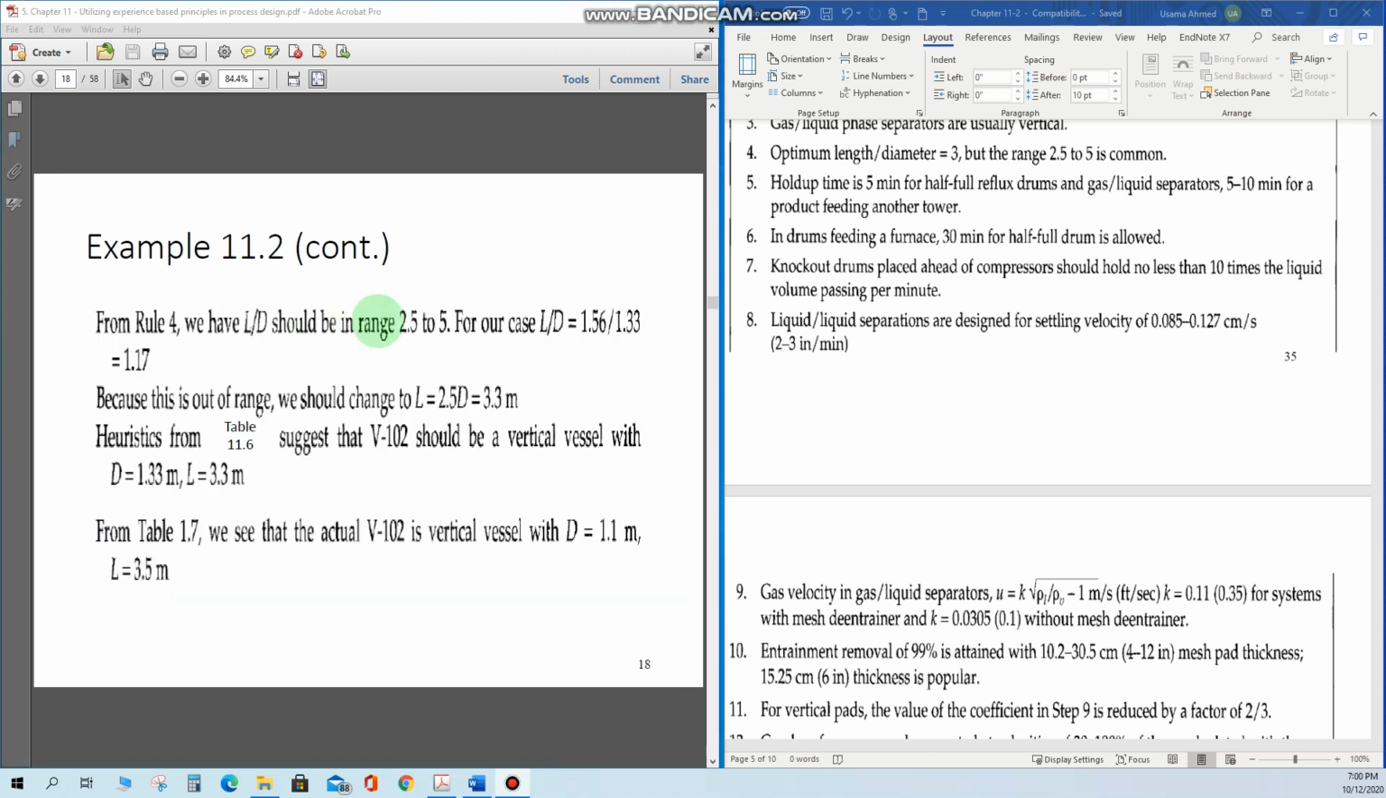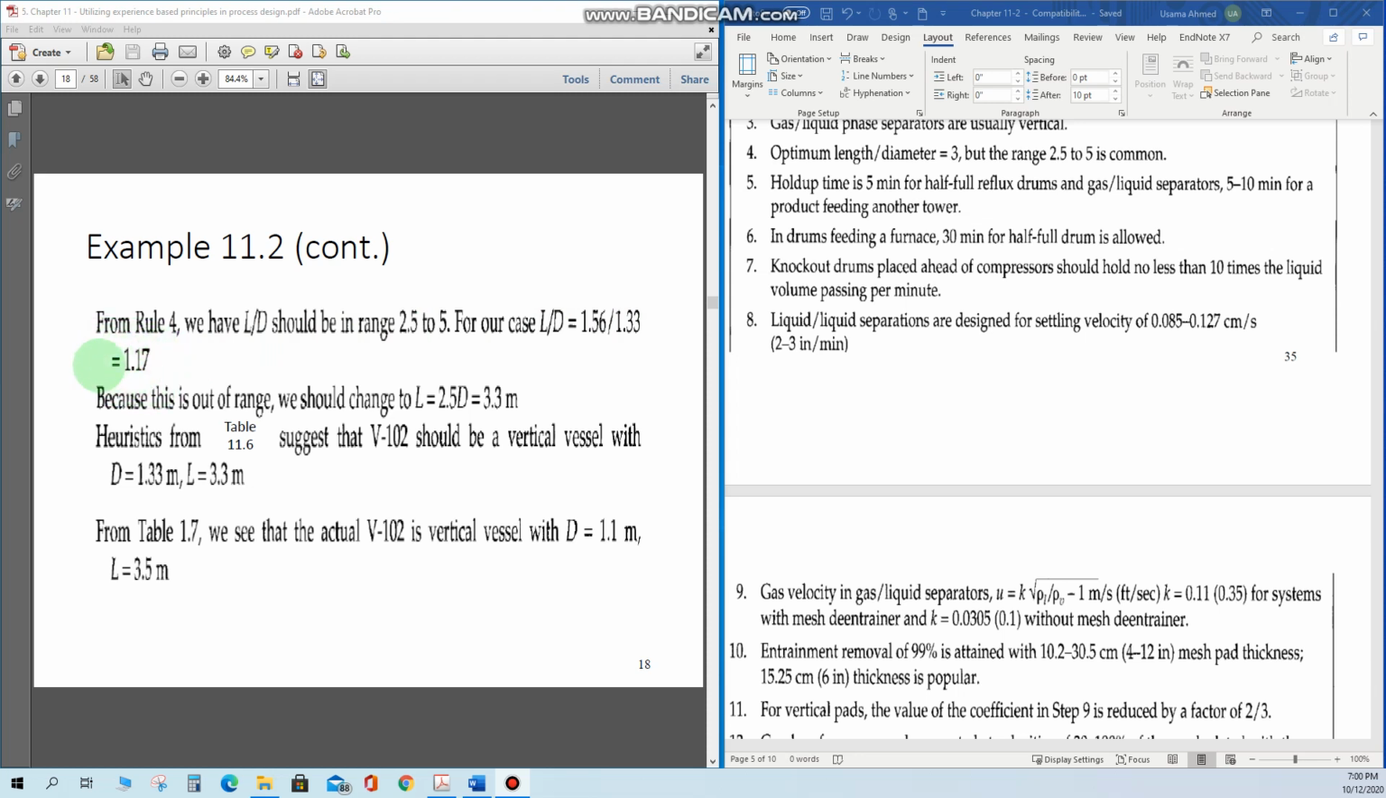Now let us see how we can actually calculate the length of this tower. From rule number 4, we have L by D should be in the range of 2.5 to 5. For our case, L by D is equal to 1.56 divided by 1.33. So 1.56 we have calculated just now, and 1.33 we have already calculated as the diameter. So the ratio that we get now is 1.17.